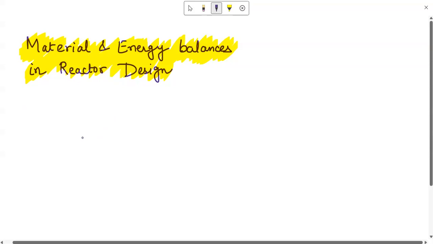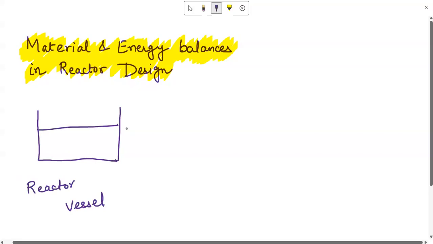I'm going to take an element of the volume of the reactor. What do I mean by this element of the volume of a reactor? So let me just consider this reactor vessel. Okay, where are my drawing skills? This is a reactor vessel. Okay, you have some reaction going on over here.